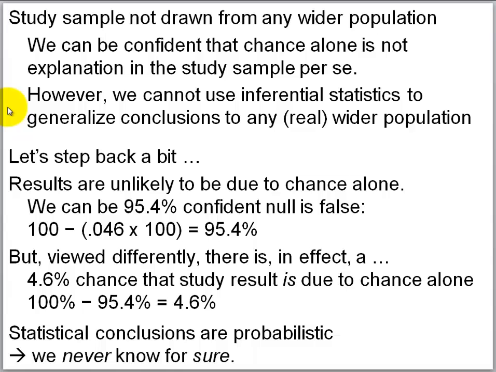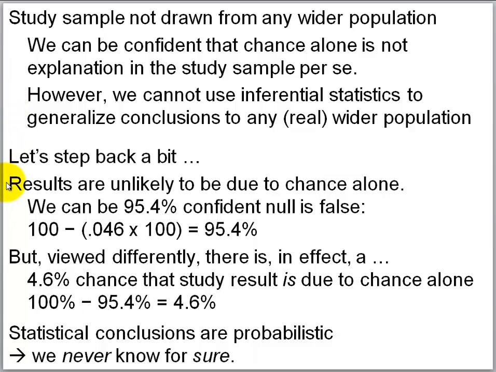Had we been fortunate enough to be able to select our 100 participants from some wider population, then we would be able to statistically generalize our conclusions to those 1,000 people, say. But in the absence of a real wider population, our conclusions apply to the sample per se.